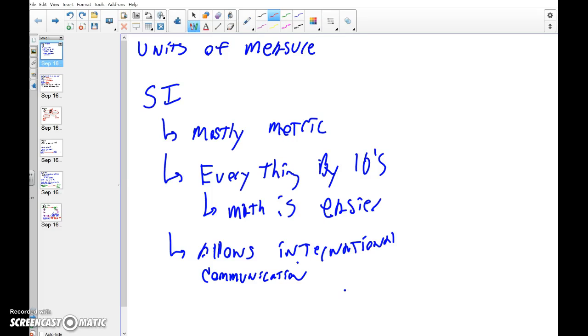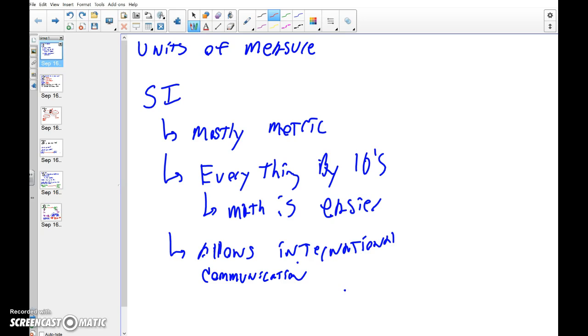Alright, ladies and gentlemen, in this presentation we're going to be talking about units of measure. When performing science, we always use Standards International, or SI, as a unit of measure. There's a number of reasons for this. First off, the SI is mostly what you associate with the metric system. There's a couple of differences which we'll go over, but it's mostly what you think of when you think metric.